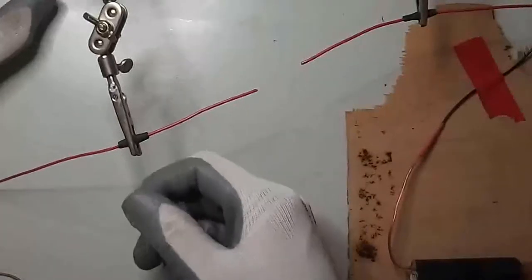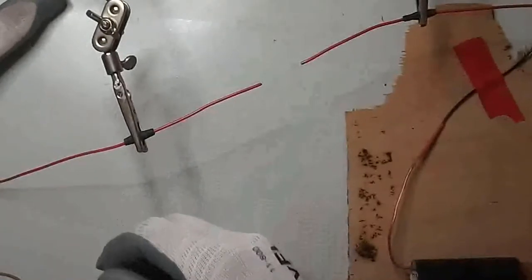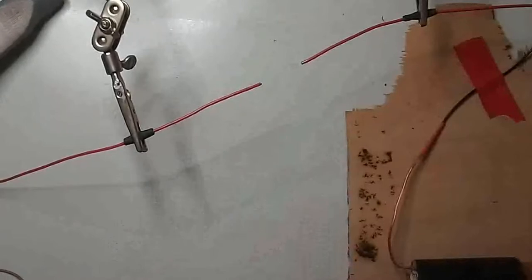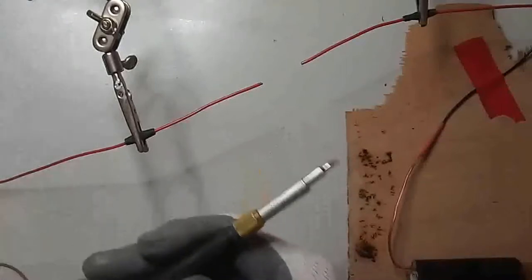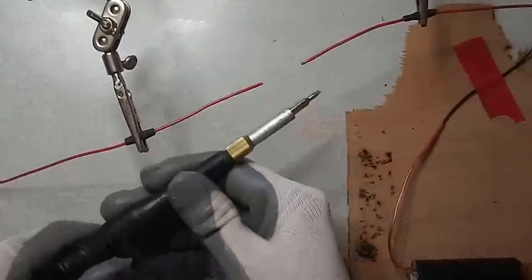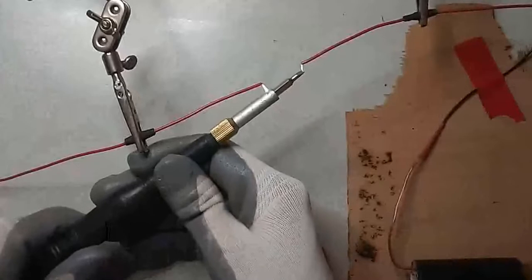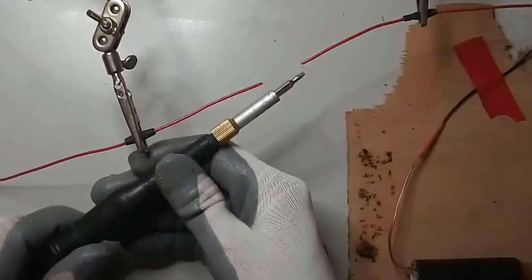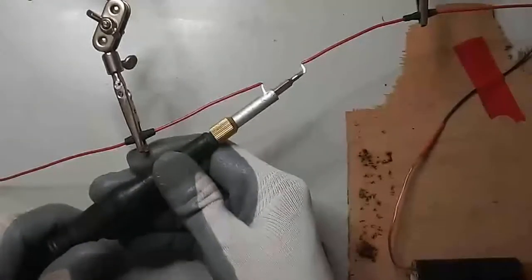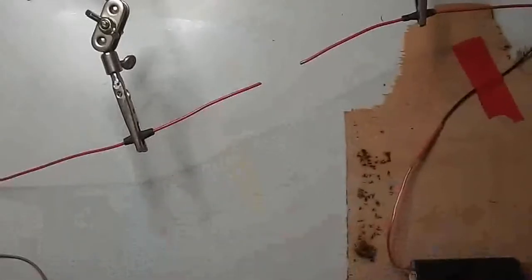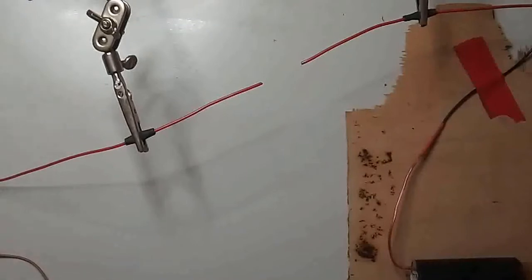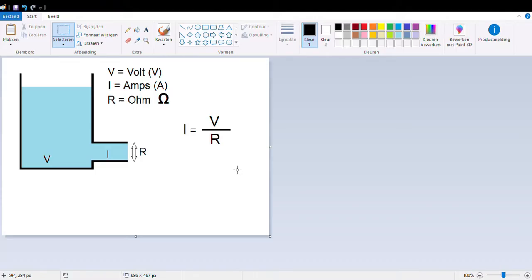So that's basically it. Another way to lower resistance is to use different materials, like for instance metals. Now you can clearly see that metal is lower resistance than air. So that's basically it. Now you can see current in action. Yeah, so basically that's it.